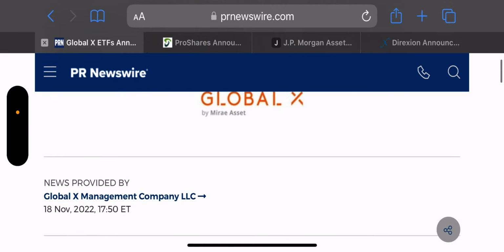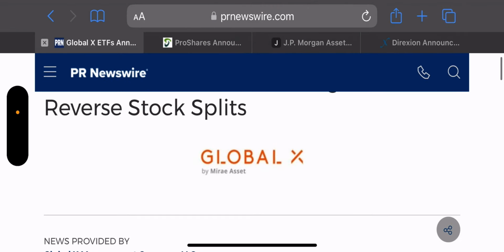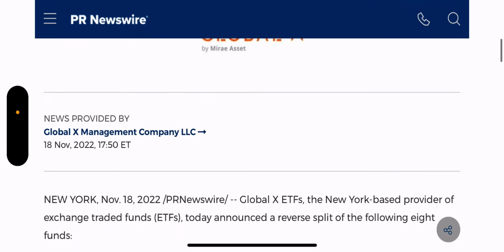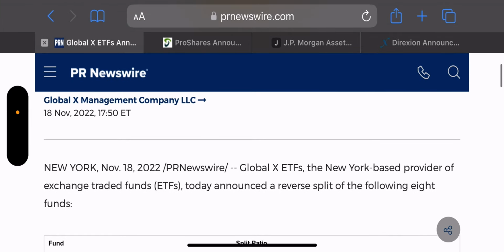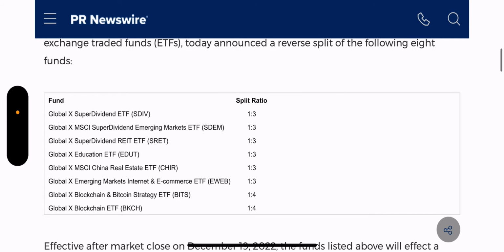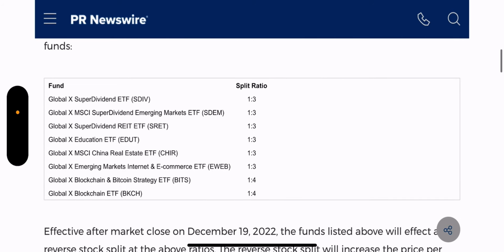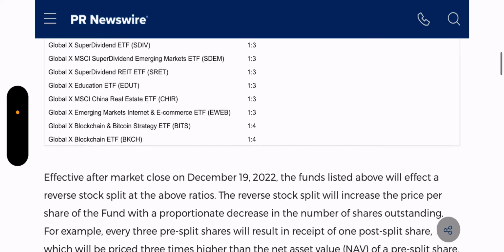So let's go to Global X. Everyone knows Global X, right? They have QYLD and all those other ones. This is from November 18th, 2022. Look at all the funds that did a reverse split. SDIV, SDEM, SRET, tons of them did a reverse split. One for three, one for four.